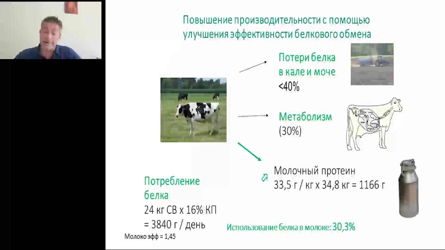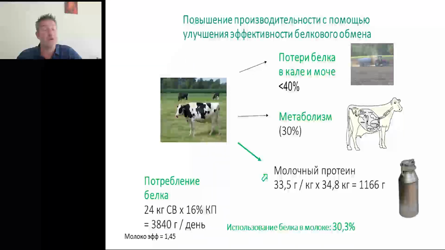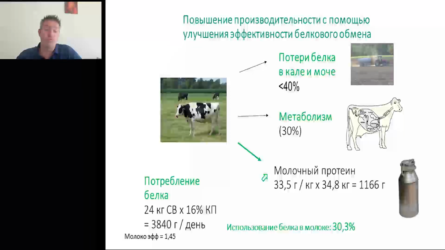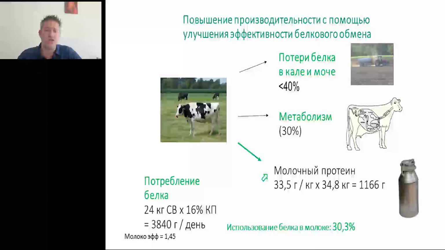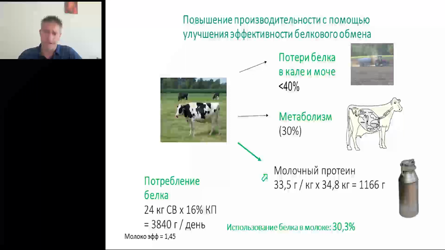In the next slide, I have shown what is the normal efficiency of the protein in a dairy cow. Let's consider a cow that produces 35 kilograms of milk with 3.35% of milk protein. These cows usually consume, for example, 24 kg of dry matter per day with 16% of crude protein. It means that every day this cow produces 1.16 kilogram of milk protein.